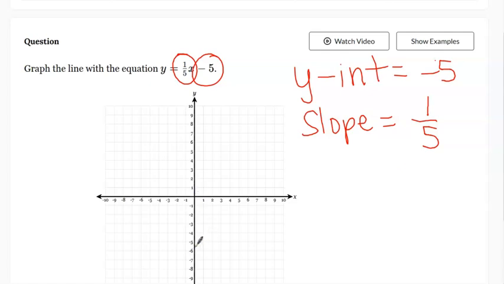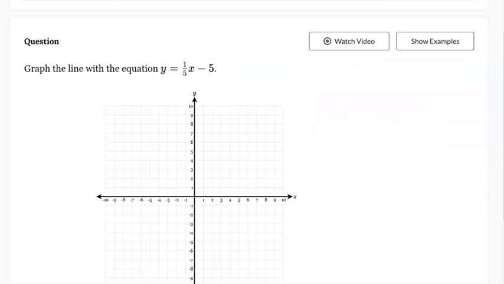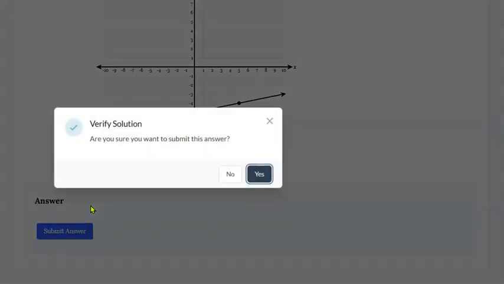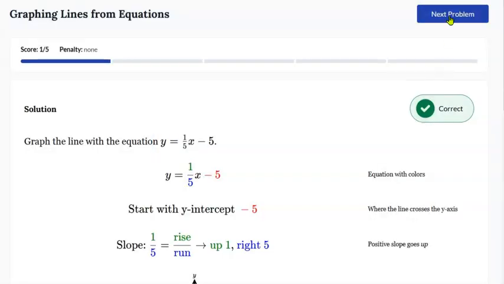Again, you're going to click once on the y-axis, and then you're going to follow the rise, 1, and the run, 5. And that's where you'll click. Y-intercept, -5. Slope, rise 1, run 5. Submit. Next problem.